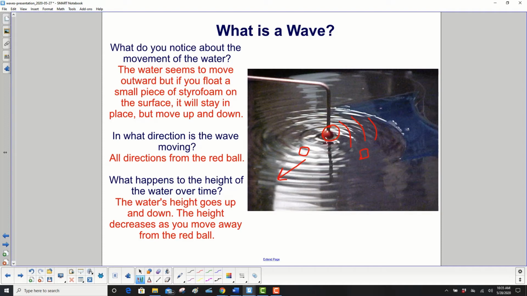So what direction is the wave moving? Well, the wave is moving out and away from the red dot. And what happens to the height of the water over time? You can get that by looking at a little piece of styrofoam ball there, and you'll see that the water height goes up and down. That height decreases the farther away you get. So right over here, the water is going up and down pretty much. Out here, it's not going up and down as much.